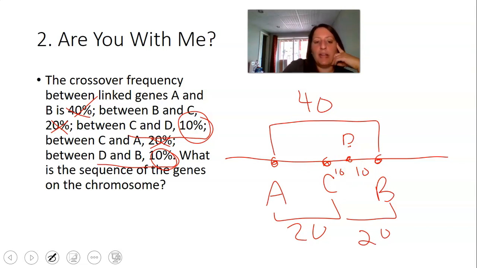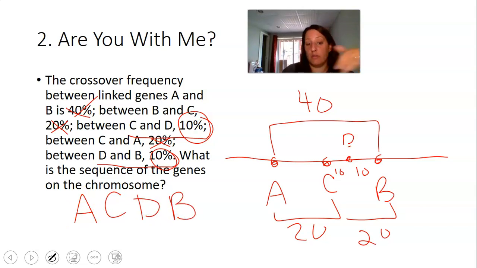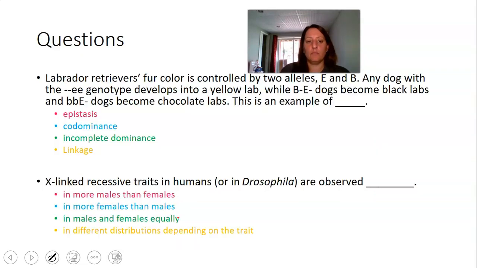So the linear arrangement would be A, C, D, B. Or you could have written it in reverse, B, D, C, A, which is the same thing. So when you approach linkage maps, or try to figure out the linear order, always start with a line and then start filling it in. Okay, so that was the last genetics problem.